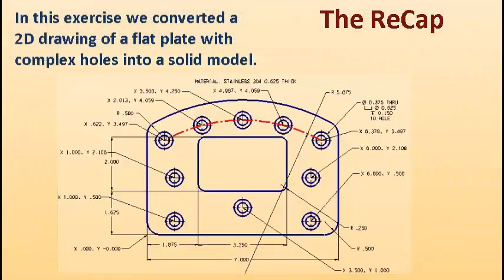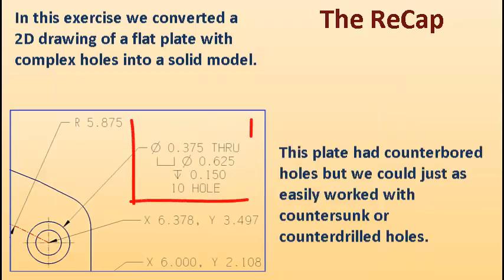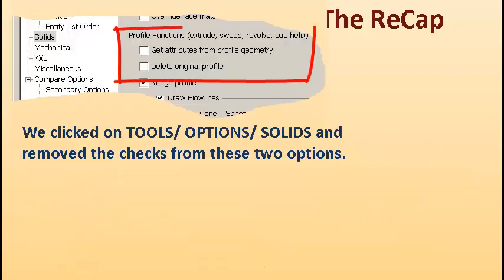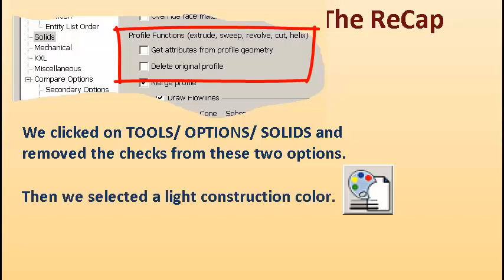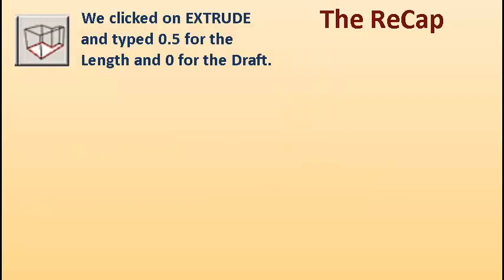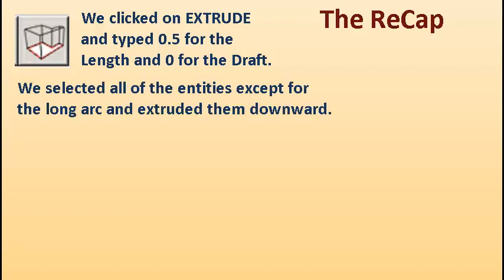So let's recap. In this exercise, we converted a 2D drawing of a flat plate with complex holes into a solid model. This plate had counterbored holes, but we could just as easily work with countersunk or counter-drilled holes. We clicked on Tools, Options, Solids, and removed the checks from these two options. Then we selected a light construction color. We clicked on Extrude and typed 0.5 for the length and 0 for the draft.